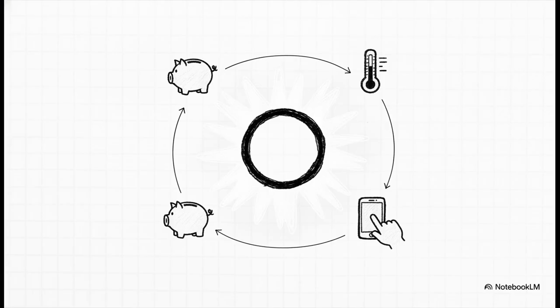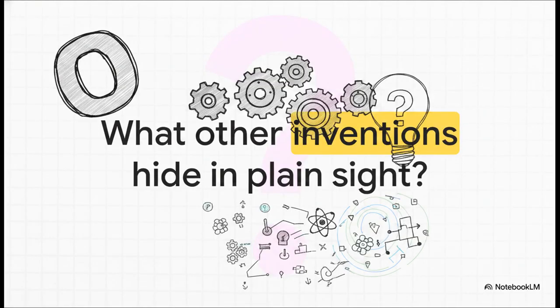As we wrap up this explainer, think about this. Human civilization didn't become powerful because we discovered a bigger number. We became powerful because we finally discovered how to represent absolutely nothing. Sometimes the greatest, most powerful inventions aren't the loudest. They're the ones hiding in plain sight. Every time you write a zero, remember, you are using one of humanity's greatest inventions. One tiny circle that changed everything.